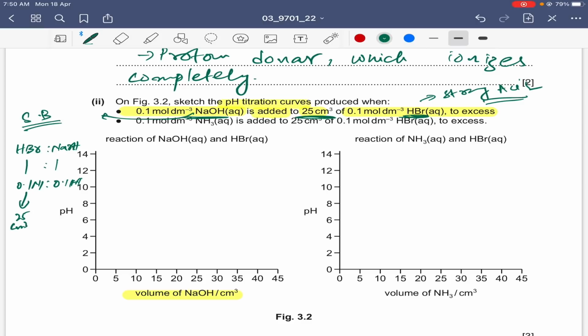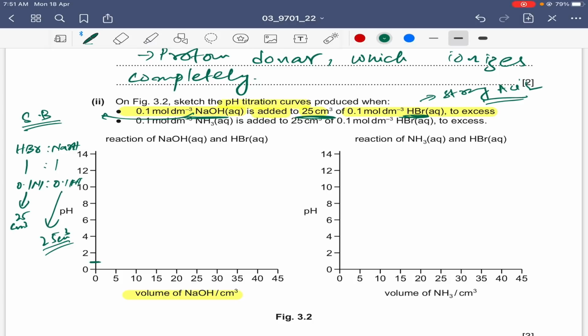So if the concentrations are the same and they are reacting in a 1-to-1 ratio, that means the equivalence point will occur at 25 cm³, when we add 25 cm³ of NaOH to 25 cm³ of HBr. All right, so because we are adding NaOH to an acidic solution, the pH will start in the acidic range because it is a strong acid.